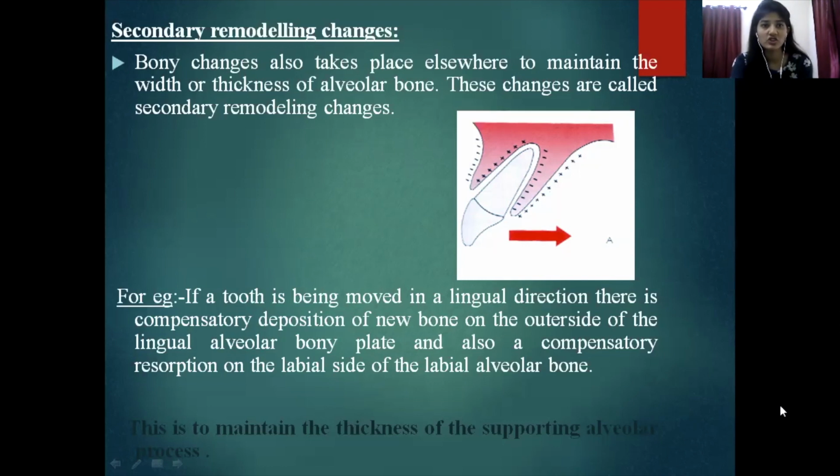So the secondary remodeling changes, the bony changes that also take place elsewhere to maintain the width or the thickness of the alveolar bone. These changes are called the secondary remodeling changes. For example, if the tooth is being moved in the lingual direction, there is compensatory deposition of new bone outside of the lingual alveolar bone. So here is resorption, and here is the deposition. So if the tooth is going to move lingually, then the facial side of your lingual bone is going to get resorbed, and the lingual side of your lingual bone is going to get bone deposition. This is to maintain the thickness of the supporting alveolar bone.